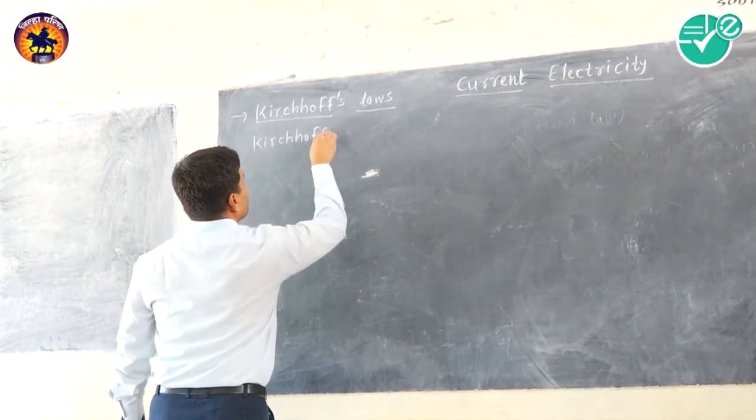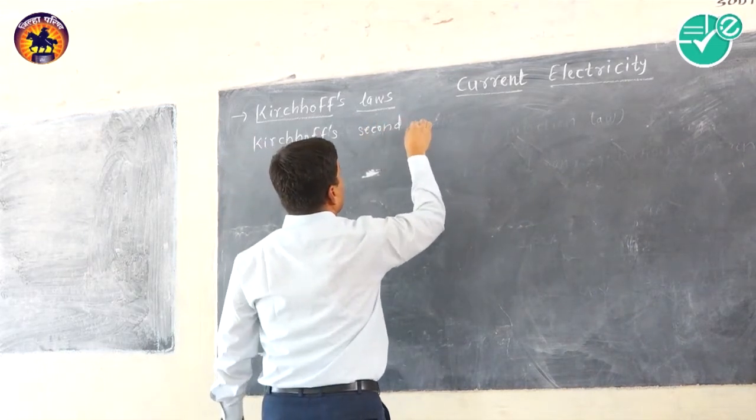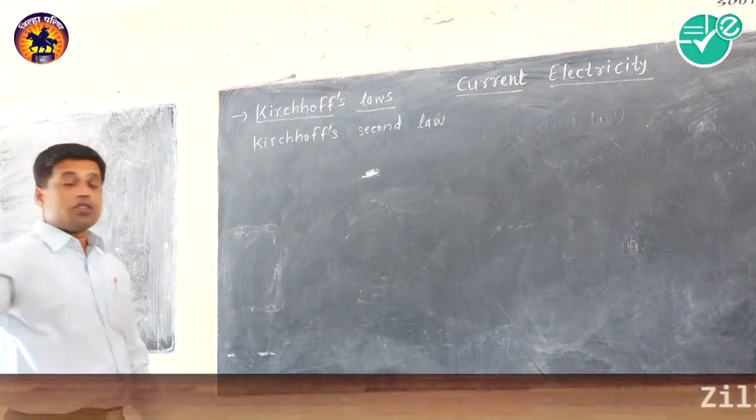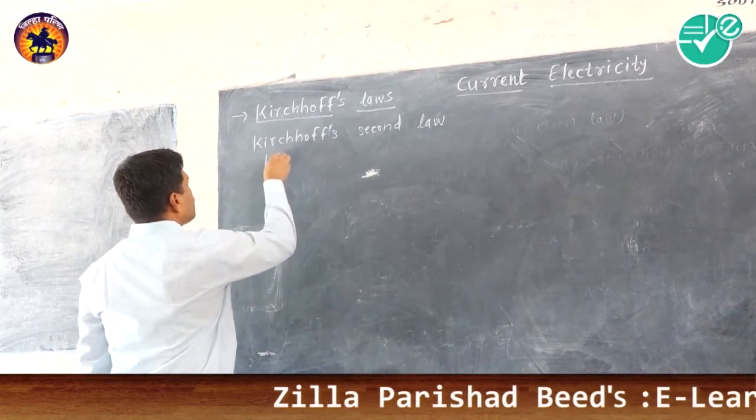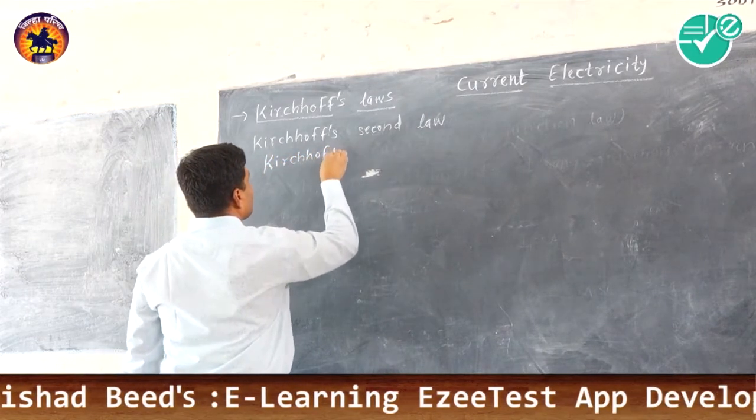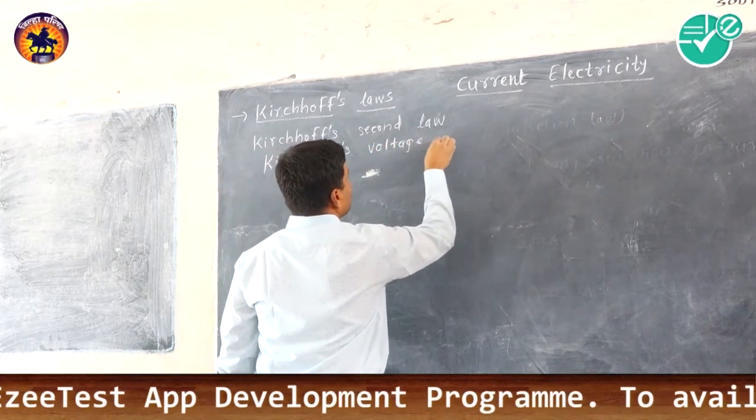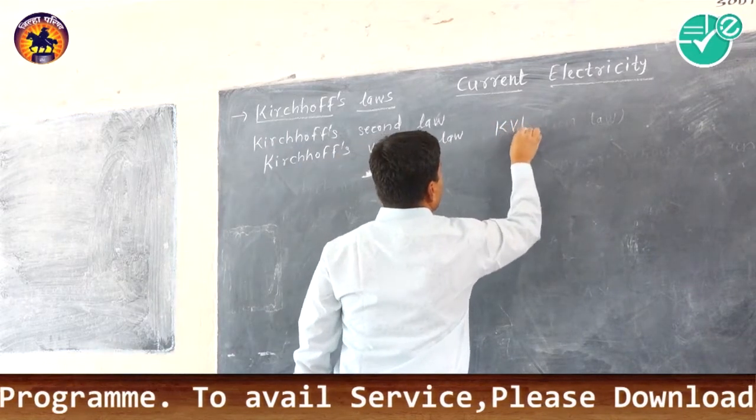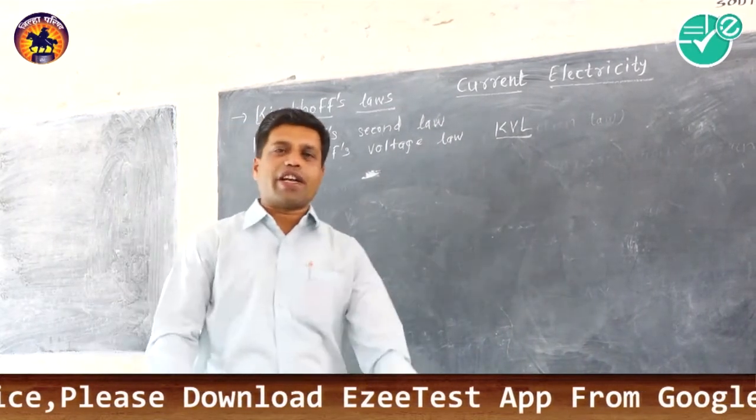Kirchhoff's second law. Kirchhoff's second law is also called Kirchhoff's voltage law. In short, I will write it as KVL. KVL means Kirchhoff's voltage law. First of all, I will write the statement of this law.